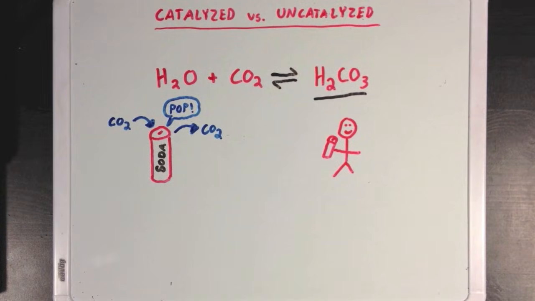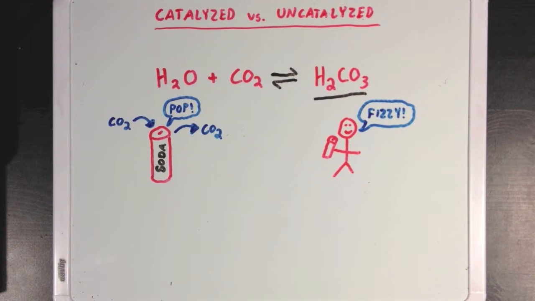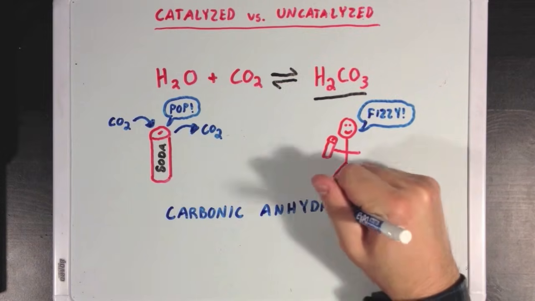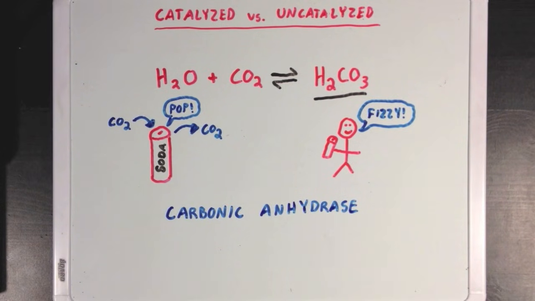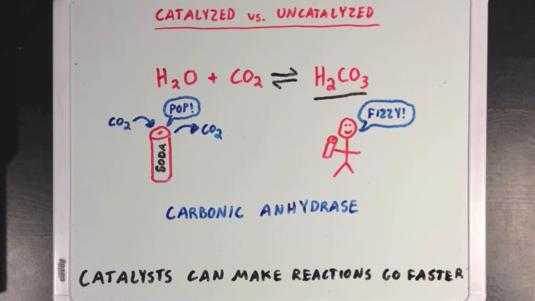But what happens if we then take this person over here and he'll pick up a can of soda and take a drink? That person might notice the soda will start fizzing a lot more once it hits his or her tongue. And this is because humans have an enzyme in their blood and saliva called carbonic anhydrase. And this makes the carbonic acid turn into carbon dioxide and water much more quickly. So more CO2 will come out of the can and it'll fizz more. And this is just one of the many examples of how enzymes make reactions go faster.